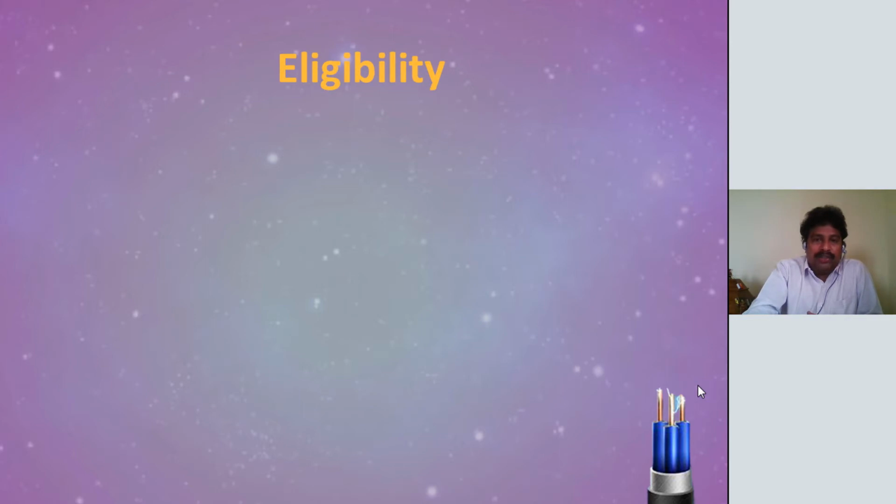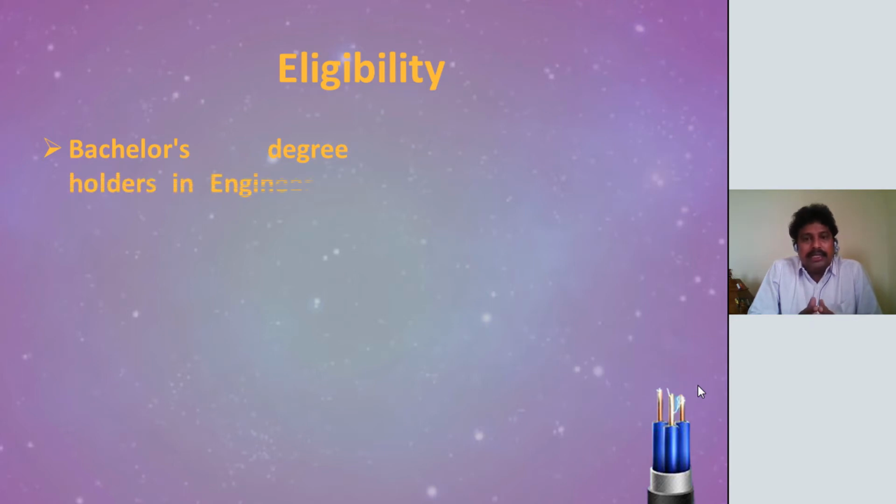Now we see what is the eligibility criteria. So the eligibility criteria is very simple. You know that GATE, as I already told you, is an entrance examination conducted to test the comprehensive knowledge of a student who has completed his graduation. So the person who wants to appear for GATE should possess a bachelor's degree in engineering or technology or in architecture or in science.